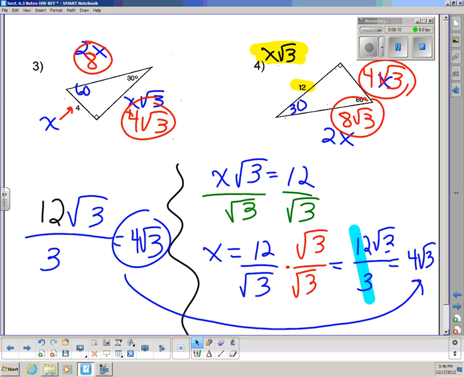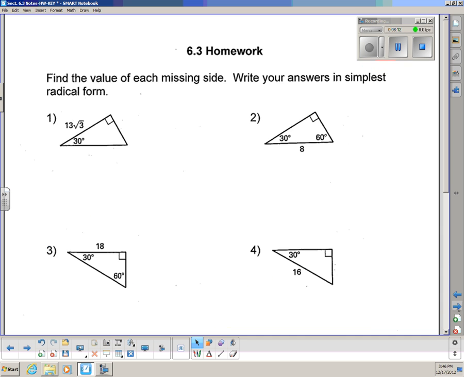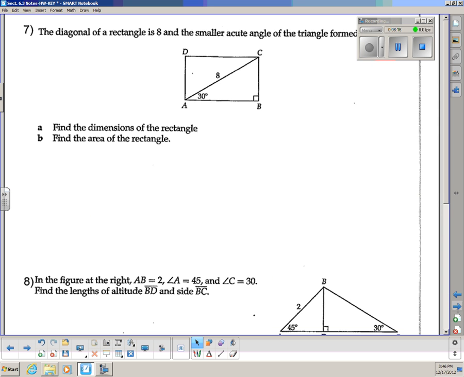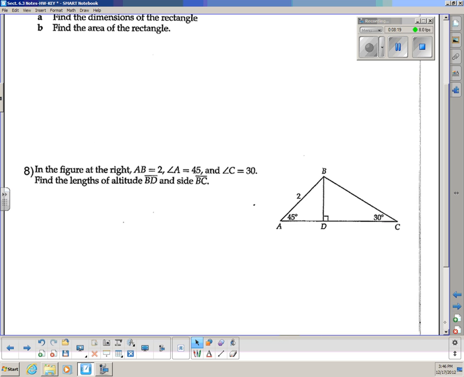Okay, so that's it. Homework, hopefully you should be good on. Again, I would label all your sides. You've got a couple of word problems here. Notice how on this last one, you're dealing with a 45, 45, 90 on this side and a 30, 60, 90 on that side. Okay, so I think you guys should be good.